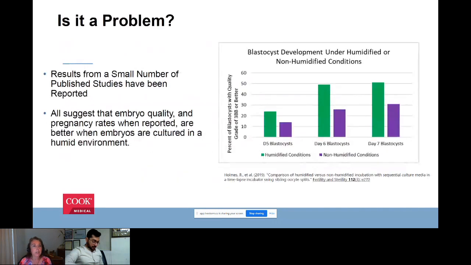So first of all, is it actually a problem to culture in a dry environment? There are results from a small number of published studies that have been reported. From there, we saw that there is actually enough data to think about osmolality in culture. All suggest that embryo quality and pregnancy rates, when these are reported, are better when embryos are cultured in a humid environment. So I'll quickly go through 3 papers that we looked at.